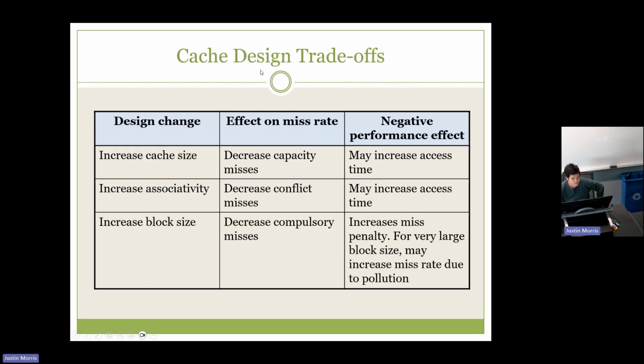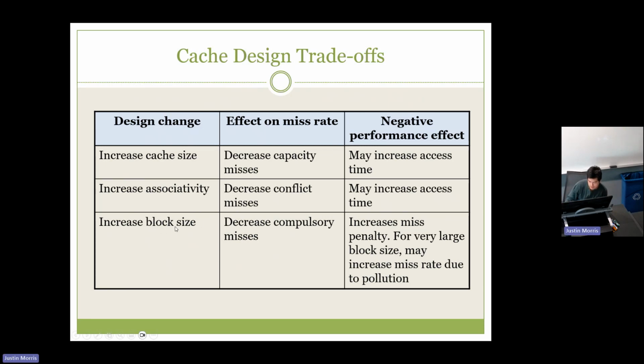So here are a few cache design trade-offs. If we increase the cache size, we decrease capacity misses because we can fit more data into our cache. But the negative impact is we might increase access time. If we increase associativity, we're trying to decrease conflict misses. But we again might increase access time because now, instead of checking 4 different tags, I have to check 8.